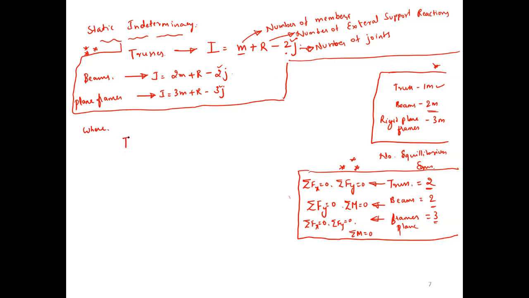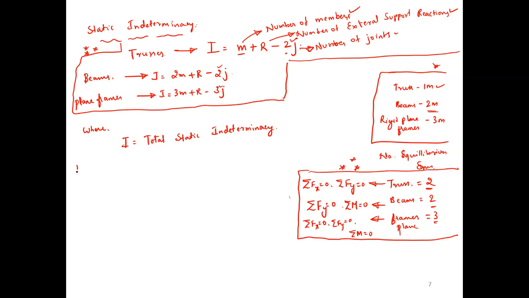Where I equals what? Statically indeterminate, total static indeterminacy. Where I is total static indeterminacy, and M is the number of members. R is the number of external support reactions. J is the number of joints.